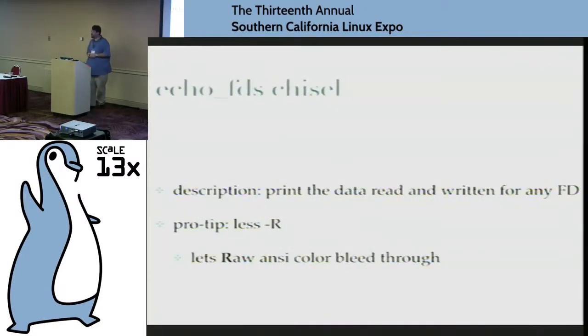Likewise, a very useful one we are going to reach for time and again is the echo file descriptors chisel. And this reaches into those system calls and starts dumping the buffer output. Pro tip, when you're using echo FDS, use /R. Otherwise, we're going to be seeing lots of ANSI escape codes, which I don't read natively. I have not reached the master of the matrix, so I don't read those natively.